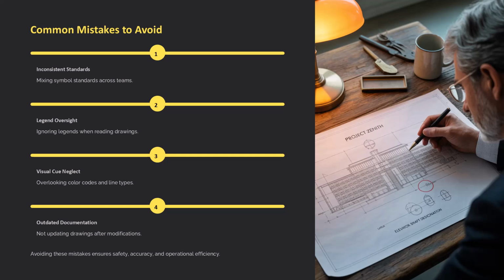These mistakes can lead to safety hazards, costly delays, and maintenance challenges. Hotels must avoid these pitfalls to ensure smooth project execution. Training teams to recognize and prevent these mistakes is essential. Avoidance guarantees accuracy, safety, and efficiency in hospitality operations.